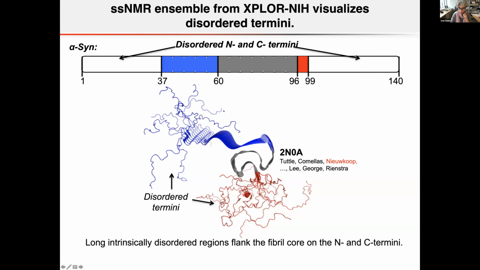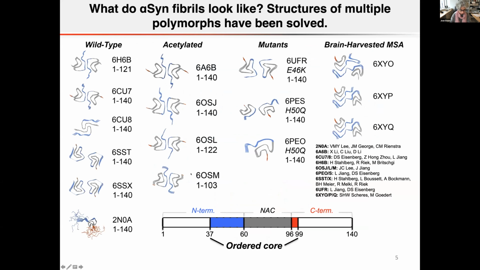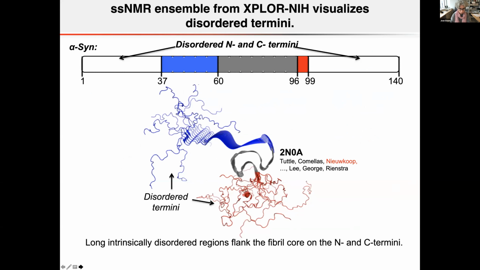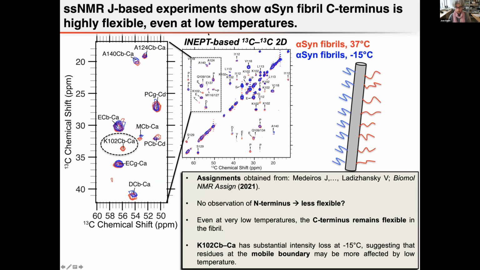This is an INEPT-based carbon-carbon 2D. We've used the assignments obtained from a recent paper published by Ladizhansky. Using his assignments, and we've blown this up, we see the resonances of the C-terminus. We do not see resonances from the N-terminus, which suggests that it is less flexible than the C-terminus. We did a temperature dependence that shows that even at very low temperatures, minus 15 degrees, we still see the intensities from this INEPT-based experiment, suggesting it is really hard to freeze out the C-terminus, except for the residue at the boundary, residue 102. That's where the cryo-EM structure's ordered core is based. If you go beyond that at lower temperatures, you can freeze that out.